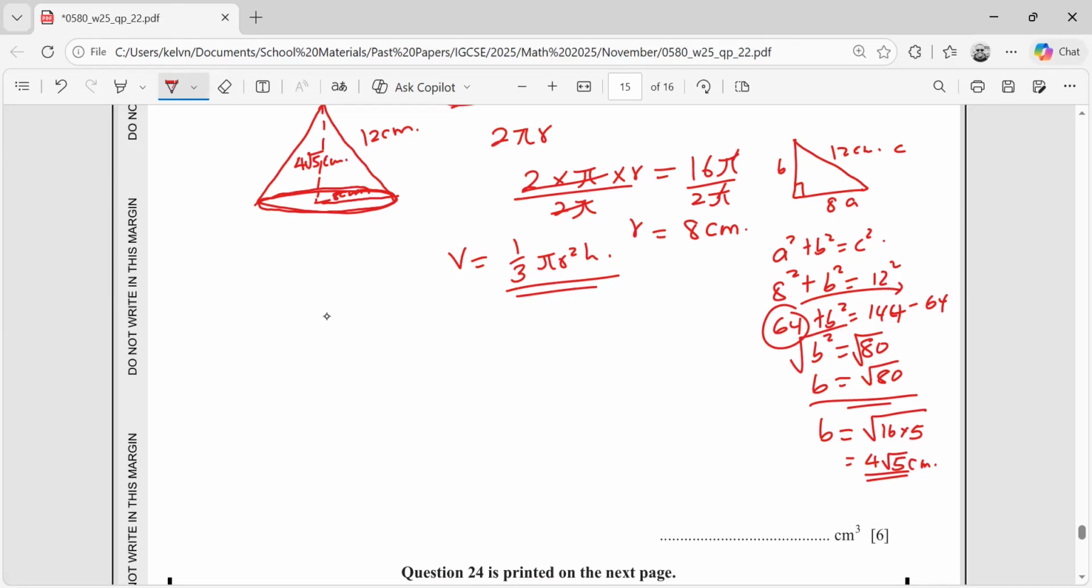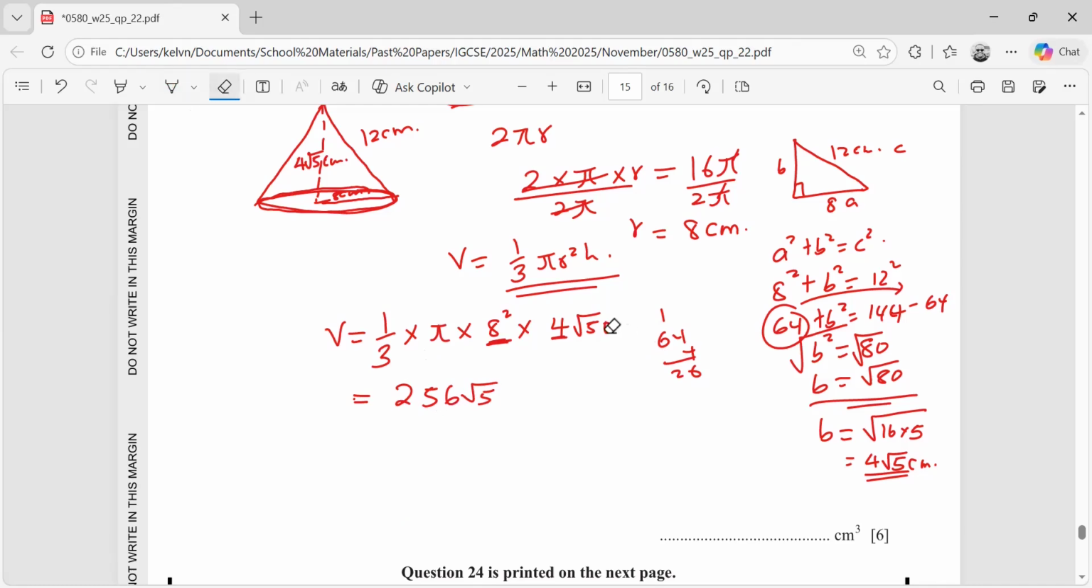So our volume of a cone is going to be a third times pi times r squared, where r we got was 8, times our height, which is 4 square root 5. This 8 squared is 64, so we can multiply this 64 with the 4. That gives us 256. So we have 256 square root 5 here.